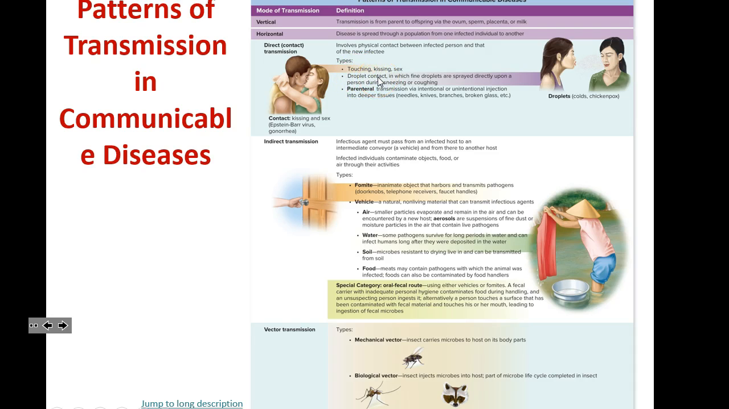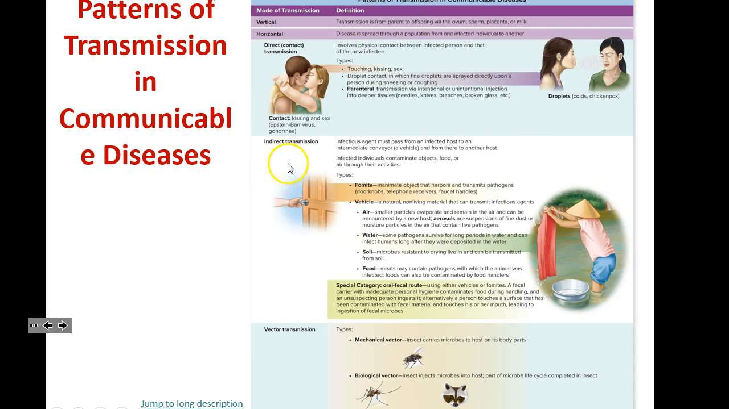Droplet contact, such as when you sneeze. Parenteral transmission via intentional or unintentional injection into deeper tissue, such as needles, knives, branches, broken glass, etc. And over here, this lady is talking, and I don't know if you can see the little red things coming out of her mouth. Droplets. That can be colds or chicken pox.